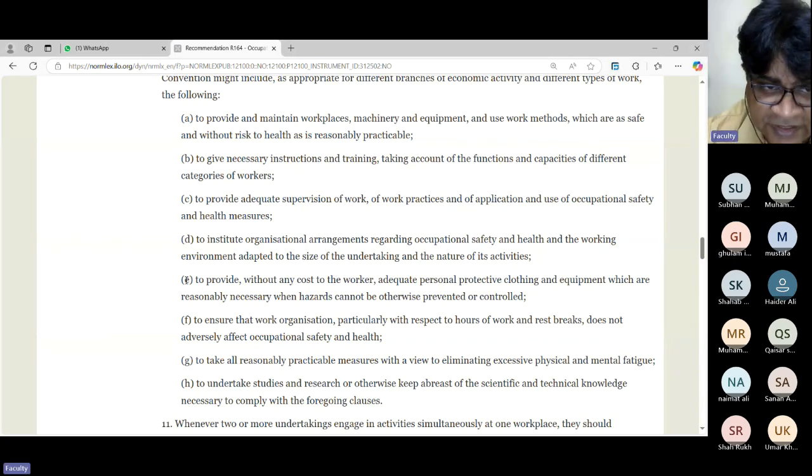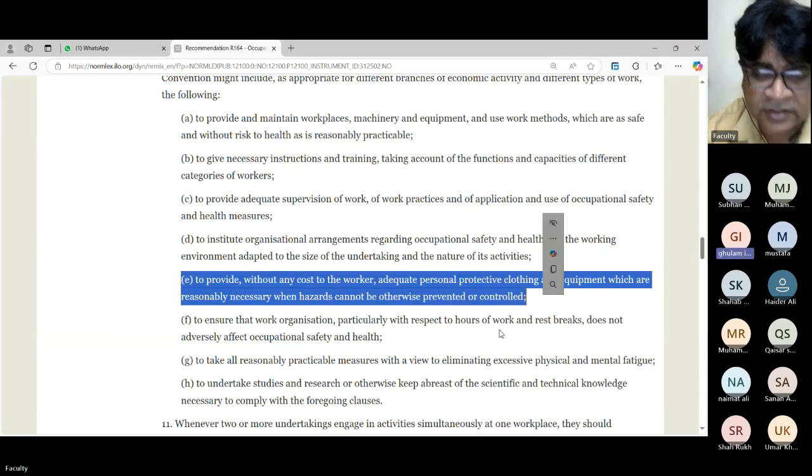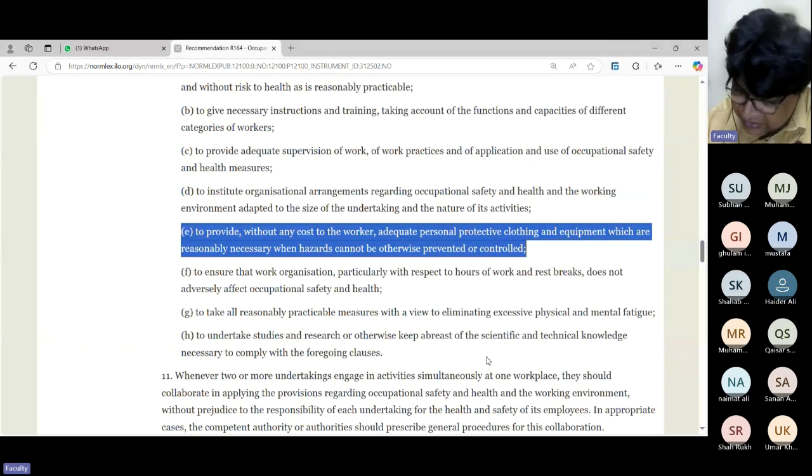Can you tell me what does E tell us? Anybody? What does it tell us? As the employer, what are you going to take? Just study and tell me.